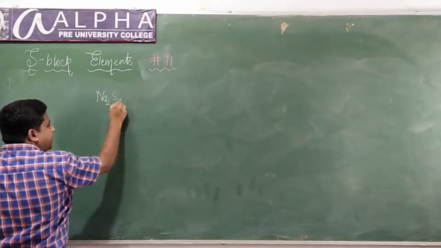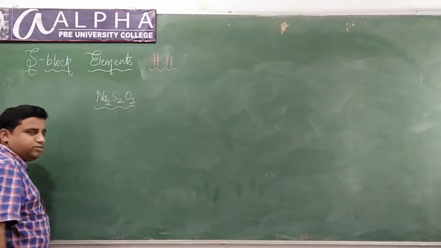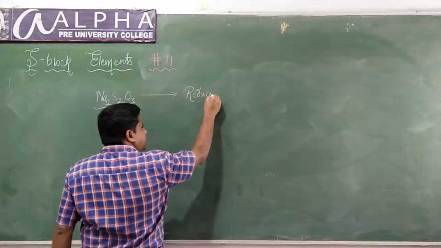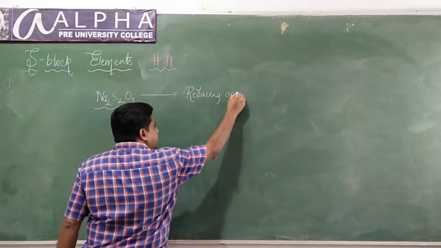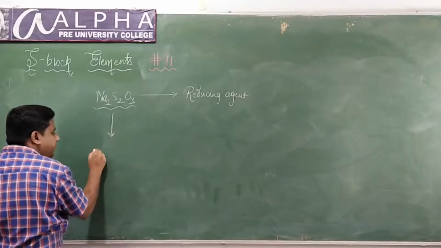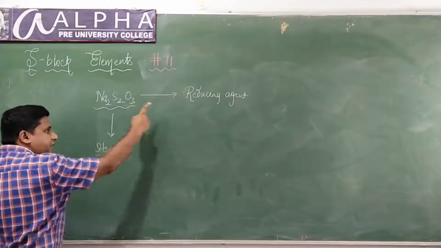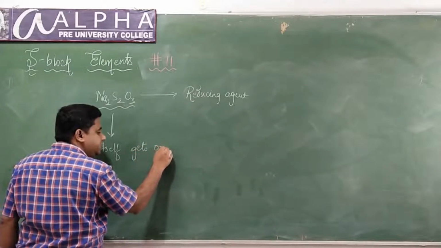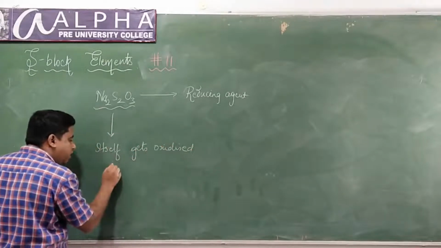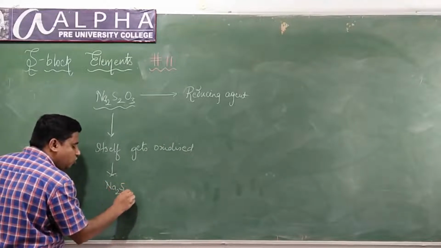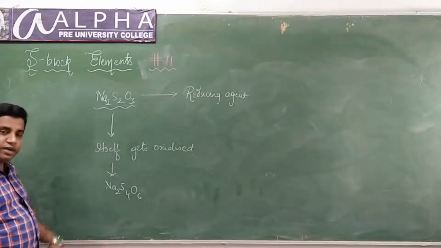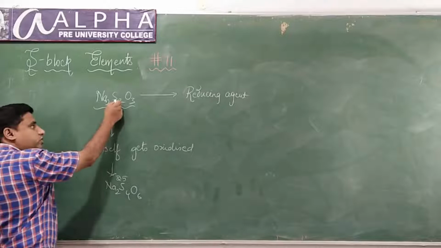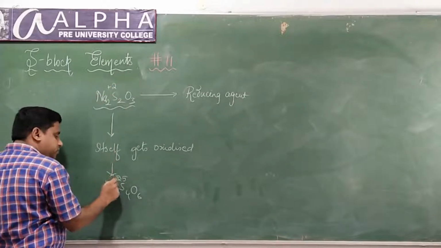Na2S2O3. Sodium thiosulfate is a very good reducing agent, but itself it gets oxidized. When it acts as a reducing agent, it itself gets oxidized to what? Na2S4O6. What will be the oxidation state of sulfur in Na2S4O6? It is going to be 2.5. Here, the oxidation state of sulfur is plus 2, and there it is plus 2.5.